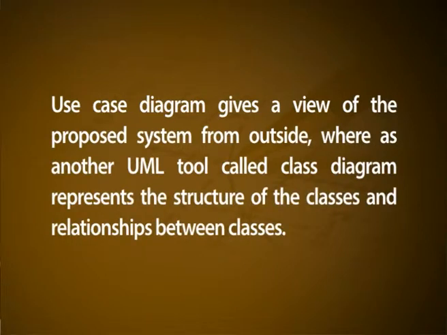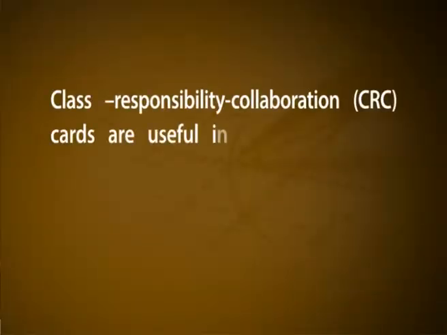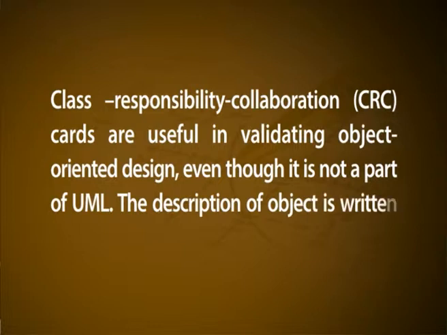whereas another UML tool called class diagram represents the structure of the classes and relationships between classes. It is similar to entity relationship diagram. ER diagram represents relationships between entities, which is less precise. Class diagram represents static features of a program's design. To express the dynamic features such as sequence of events, UML provides collaboration diagrams. Class responsibility collaboration or CRC cards are useful in validating object-oriented design even though it is not a part of UML. The description of an object is written on this card.